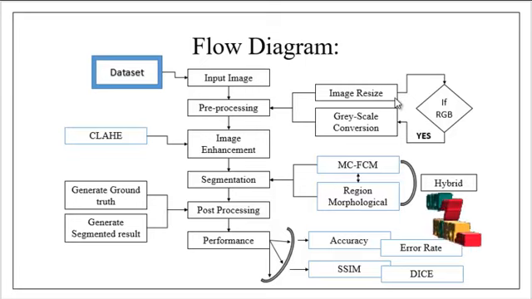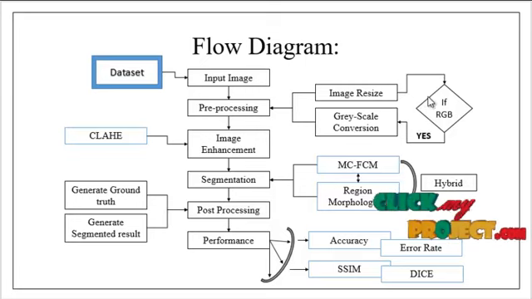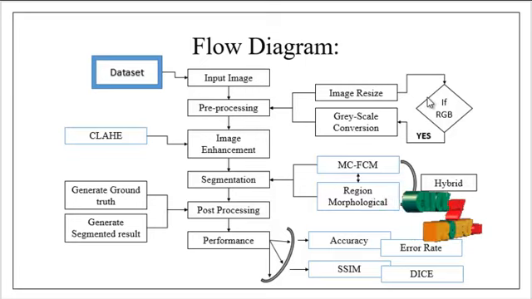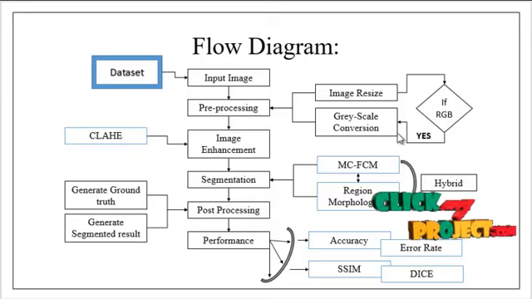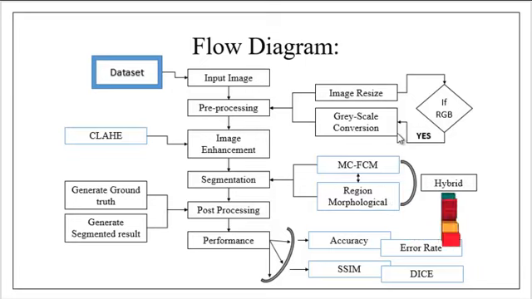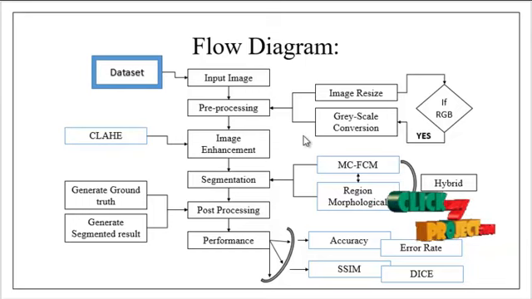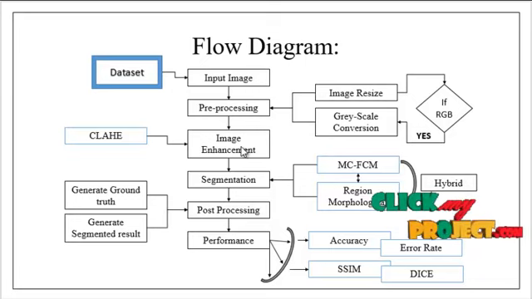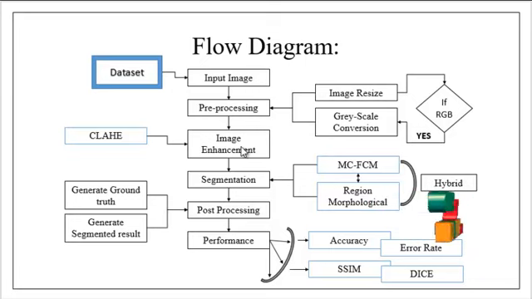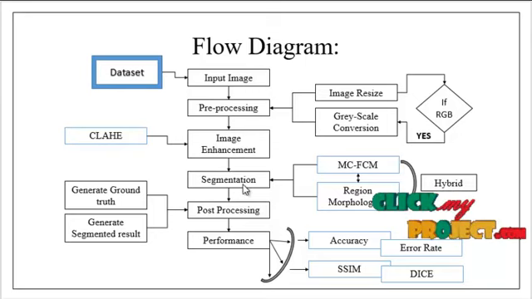After resizing the image, if the input image is an RGB image, it will be converted into a grayscale image, or else the image remains the same. RGB stands for the basic colors of the image, which are red, green and blue. After the grayscale conversion, the image enhancement is carried out by means of the CLAHE method. CLAHE is carried out to enhance the pixel quality of the image. After the image enhancement, the segmentation will be carried out.